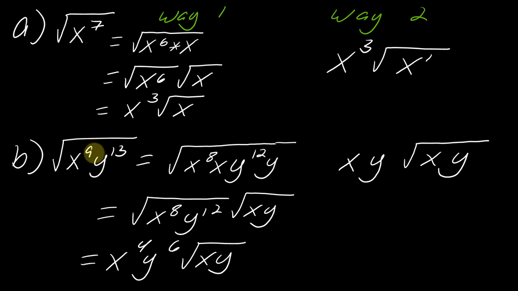How many times does 2 go into 9 evenly? It goes in 4 times, and it has a remainder of 1. Okay, so there's my x. How many times does 2 evenly go into 13? It evenly goes into 13 6 times with a remainder of 1. So you see, it gets you to the exact same thing.